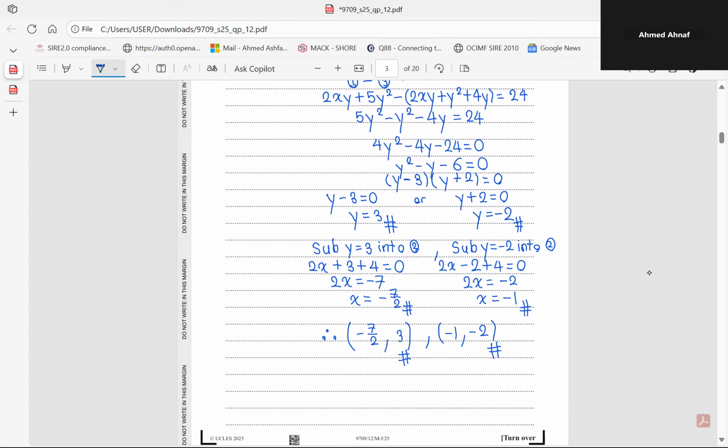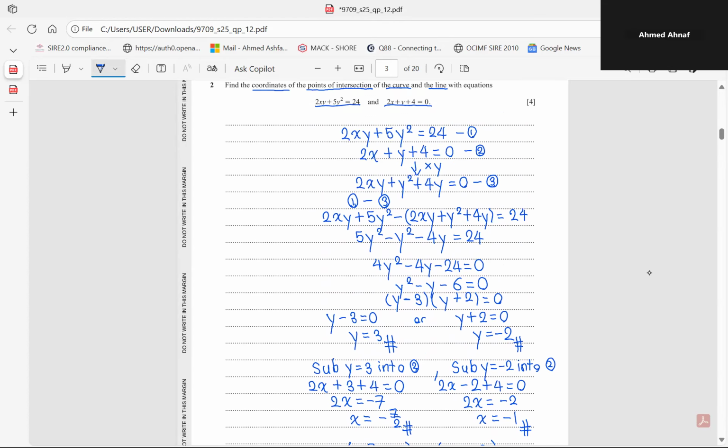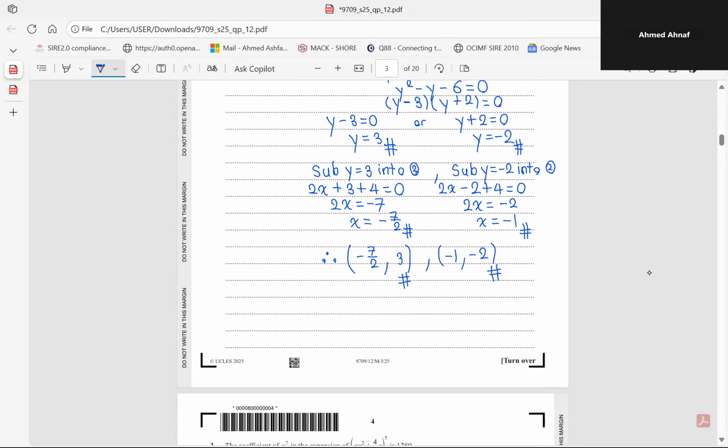And if you want to check whether you got the answer correct for this question, you can just substitute these coordinates into either equation and see if you satisfy them. So without further ado, let's head on to the next question.